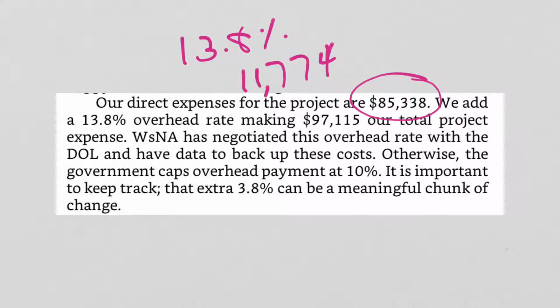85,338 times 0.138. So again, 85,338 times 0.138 is 11,776. Oh, I can't believe I had the wrong number for the last number. All right, so 776 and change. Add that to this, you get 97,115 when you round it up.